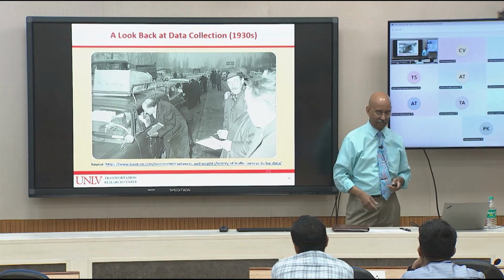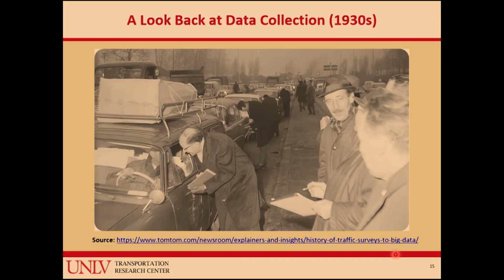So this is a classic old photograph from the 1930s in Europe, where you have dozens of people doing intercept surveys. I don't know where the location is, but somebody was stopped, or there are government agencies who have the authority to stop traffic to do this. Most road users don't want to be stopped.